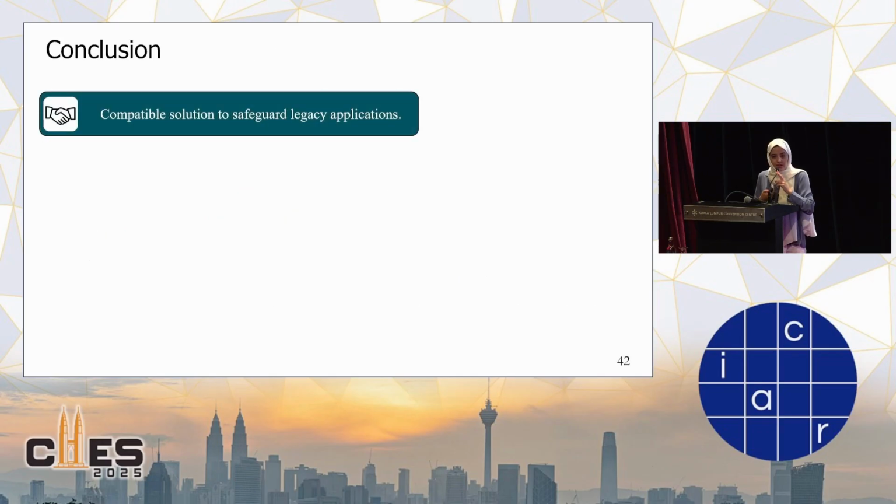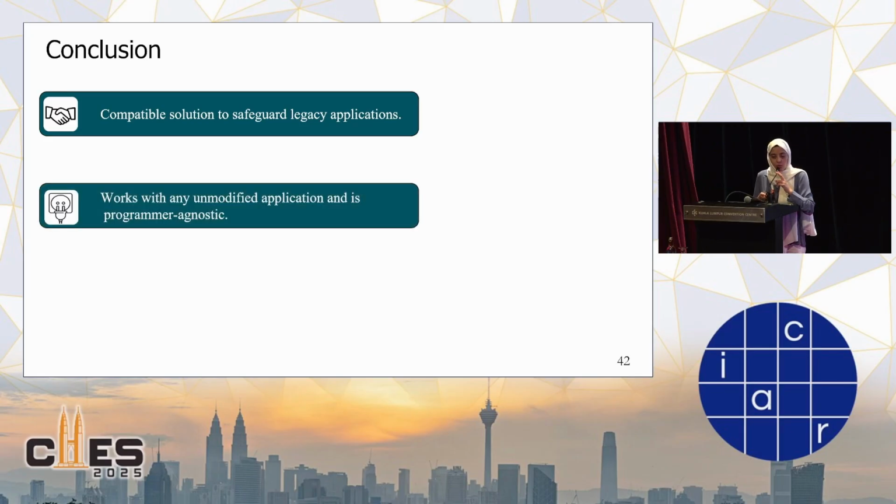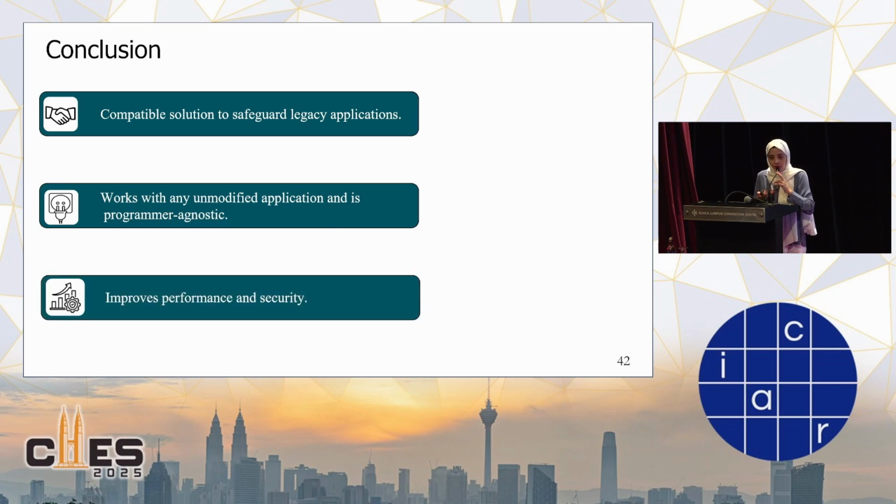So to conclude, Tesla provides an easily adoptable solution to work with legacy applications. But even though it has been designed to work with legacy applications, it is not limited to legacy applications. It can work with any unmodified application, and it provides a programmer-agnostic approach. The programmer does not need to write the application in any specific way to make it work with Tesla. It can just work with any application out of the box. The only thing that needs to be done is to encrypt the binary. And Tesla's features like enclave windows and secure I/O communication improve both the security and performance of Tesla.